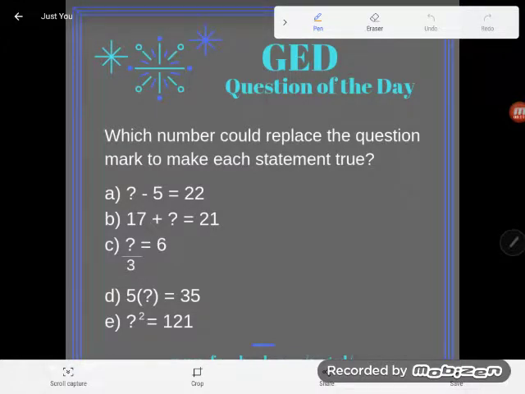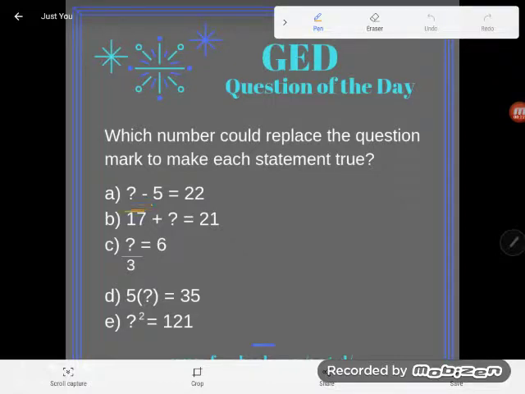Hey GED students, it's GED Question of the Day, and we're continuing to build up your algebraic reasoning skills by talking about inverse operations. So let's take a look here. It says, which number could replace the question mark to make each statement true? So let's take a look here at statement A.